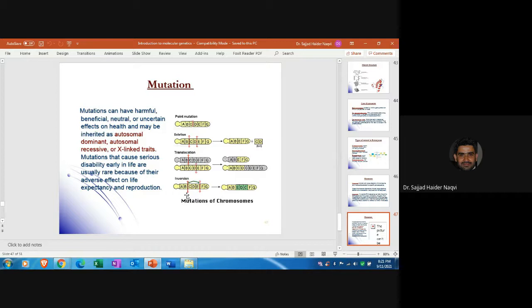Now these mutations could be on the autosomes, or they could be on the sex chromosome, and depending upon that, if there's a genetic disorder, it could be an autosomal genetic disorder or it could be a sex linked genetic disorder.